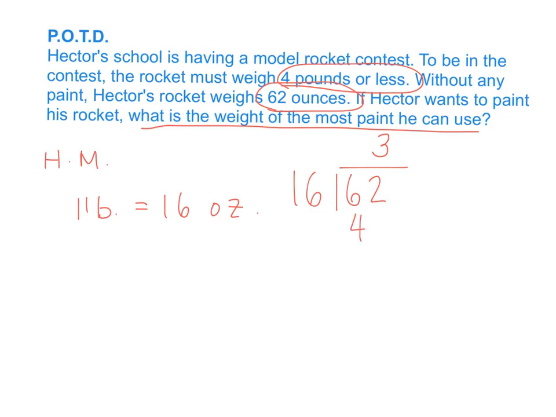48, is that what you said? Okay. 62 minus 48 is? 14. 14. So, in pounds and ounces, how much does Hector's rocket weigh? It weighs 3 pounds and 14 ounces. Exactly, 3 pounds and 14 ounces. So how many more ounces of paint could he use? Well, you could subtract 4 pounds from 3 pounds 14 ounces. Okay.